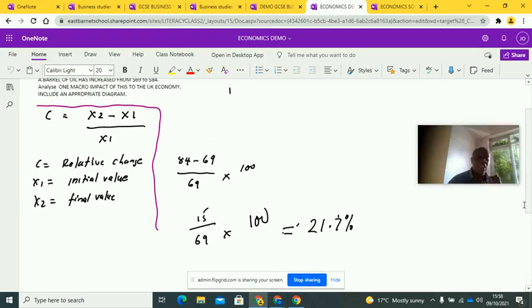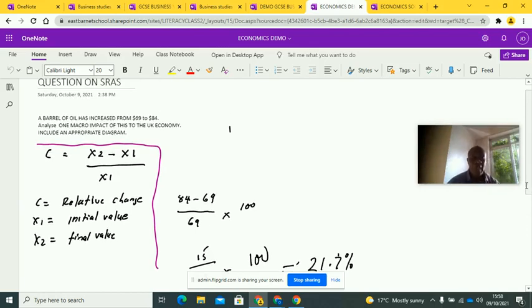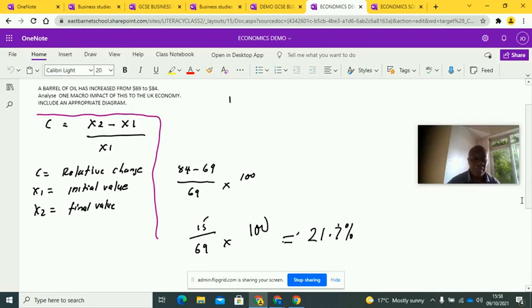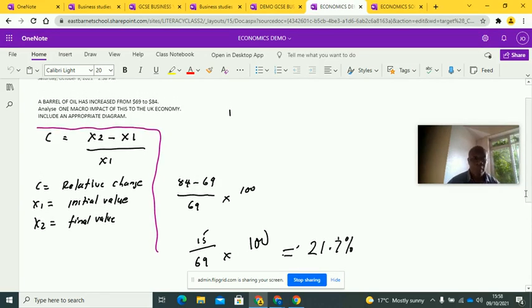So that's quite significant. You should do that because that will add value to your answer. So it's gone up by 21%. The barrel of oil has gone up by 21%. So what is the macro impact of that? First of all, you need to draw a diagram. So let's think about classical. How would the classical theory present this situation?